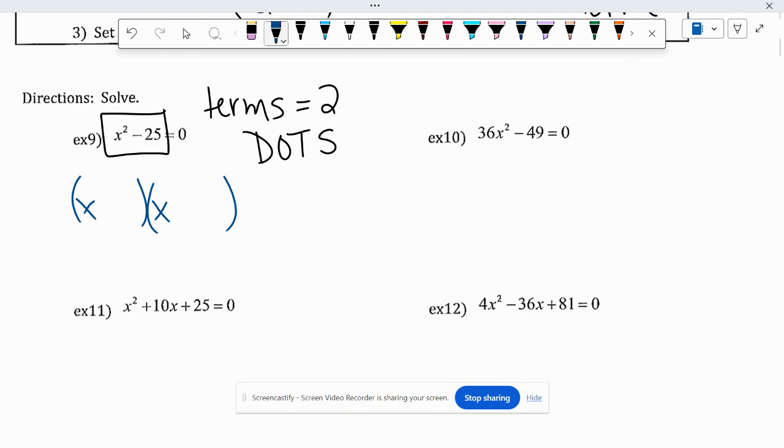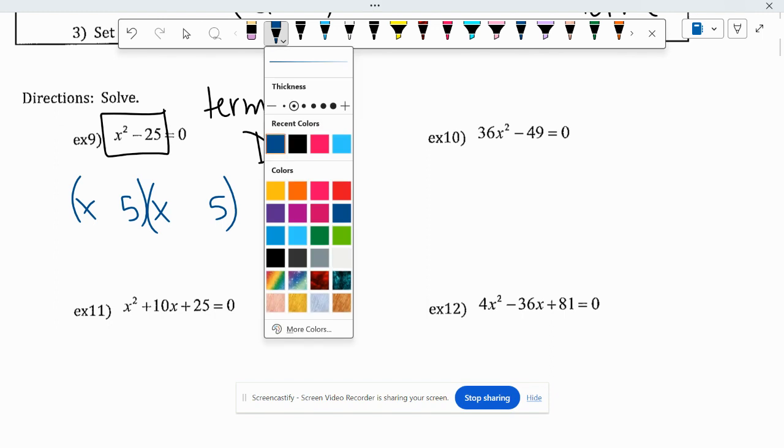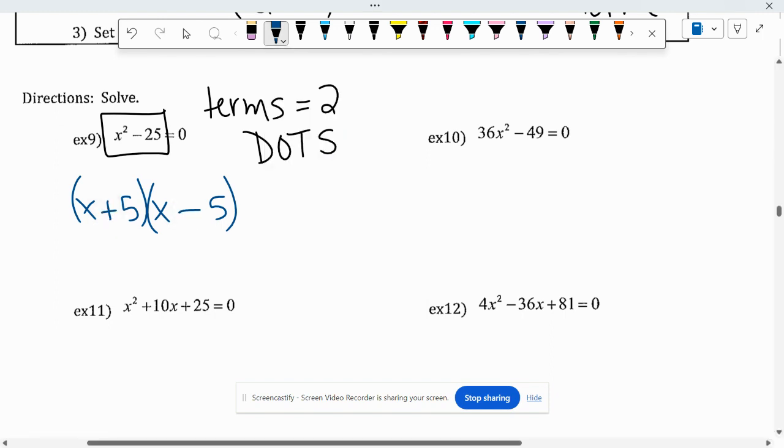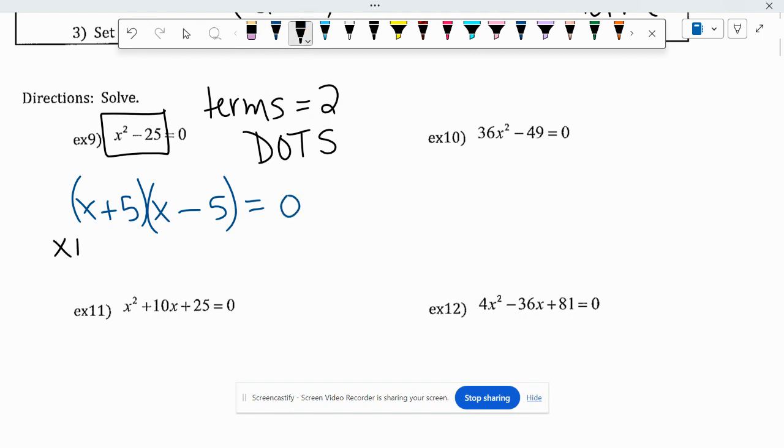What is the square root of 25? 5. What do I put in the middle of each one of these binomials? One gets a plus and one gets a minus. Equals 0. This means that either x plus 5 equals 0 or x minus 5 equals 0.